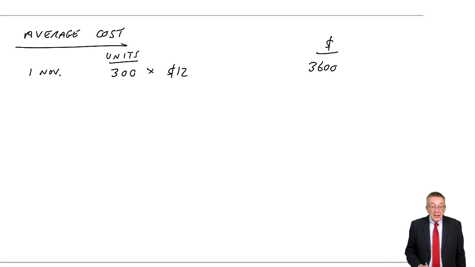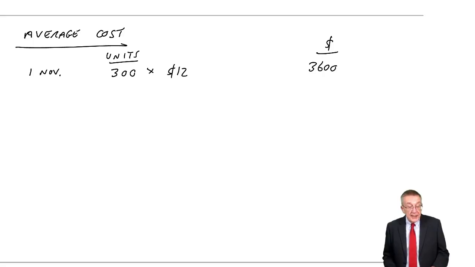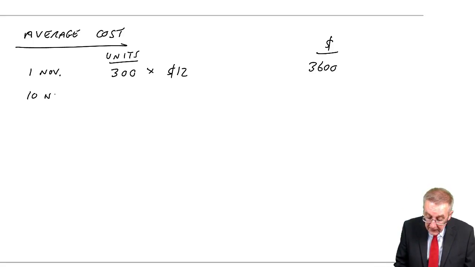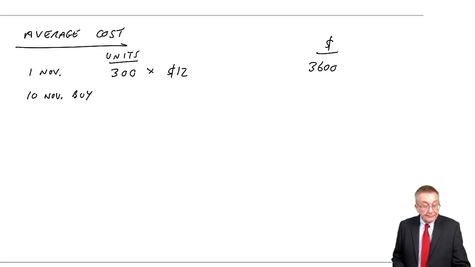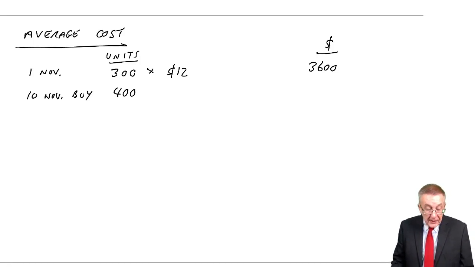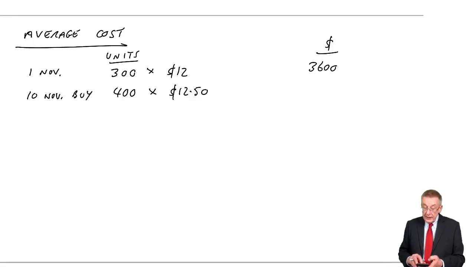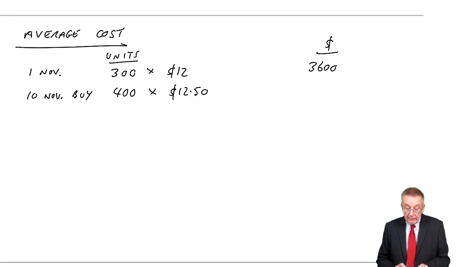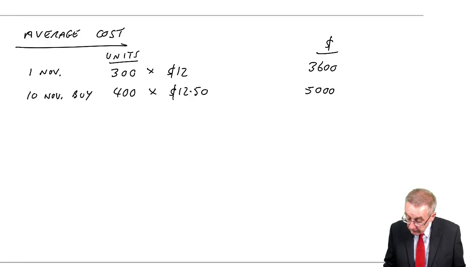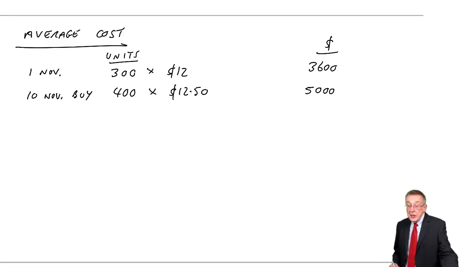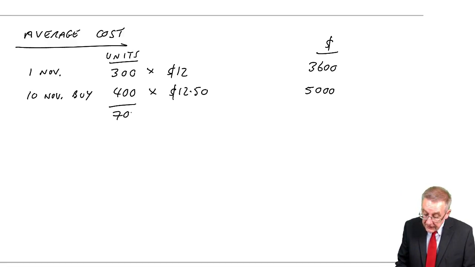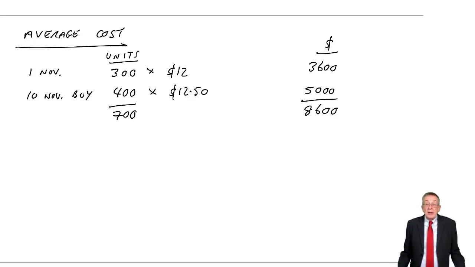We work through in date order. So keep a check on the dates, but the next thing that happened was on the 10th of November, we bought another 400 units. They cost $12.50 each. And so how much did they cost? 400 times $12.50, $5,000. So at that stage, there's no argument. I've got 700 units. The total value, $8,600. And if that was the end of the month, that would be the value.